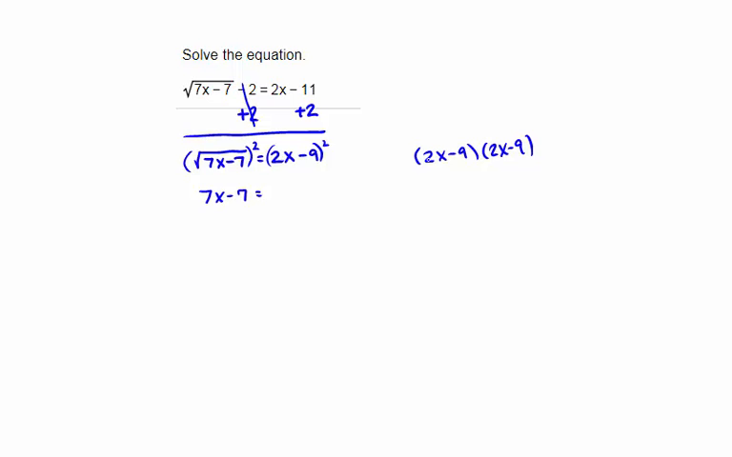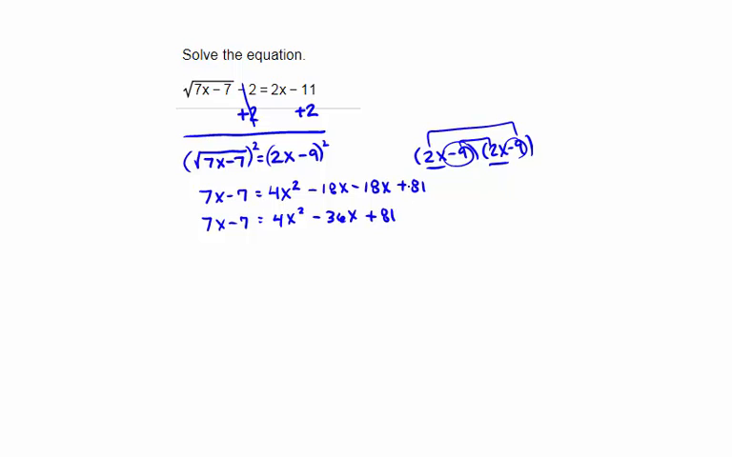So I'm going to do first times first, so 2x times 2x, that's going to give me 4x squared. The outside terms will give me negative 18x. The inside terms will also give me negative 18x. And my last terms, negative 9 times negative 9, will be positive 81. So we'll go ahead now and we'll combine some like terms. On the right, we can combine the two negative 18s, which is going to make negative 36x.